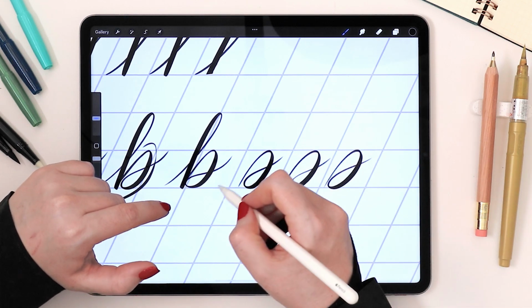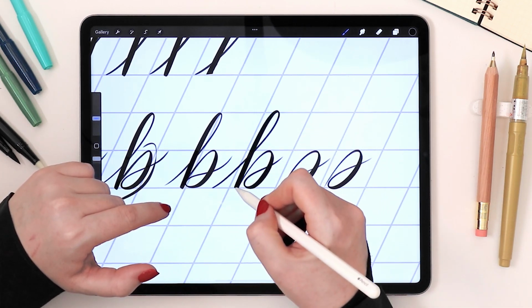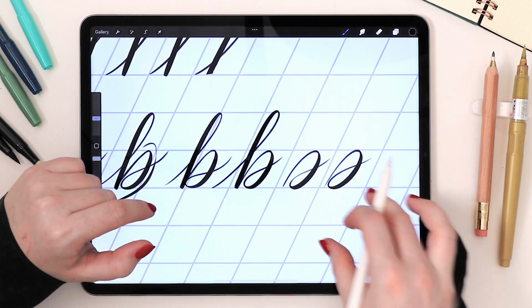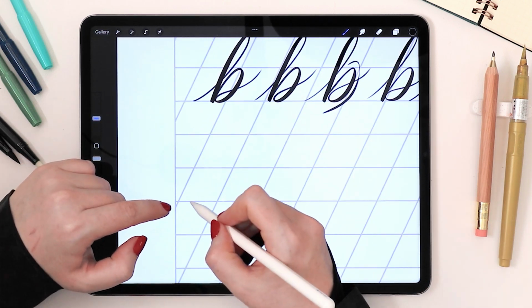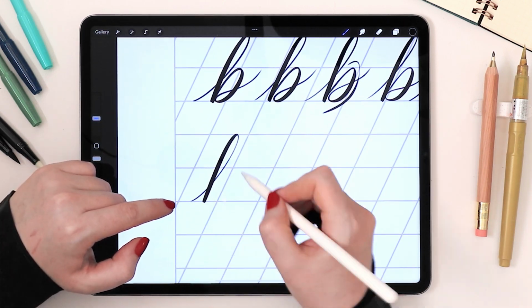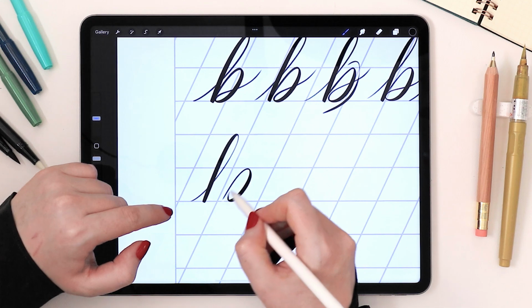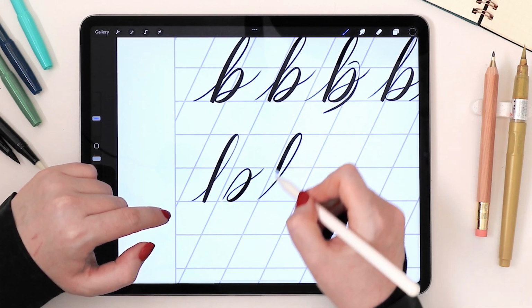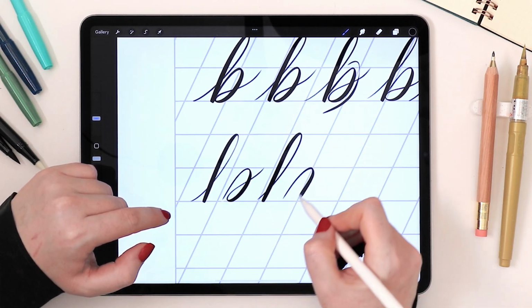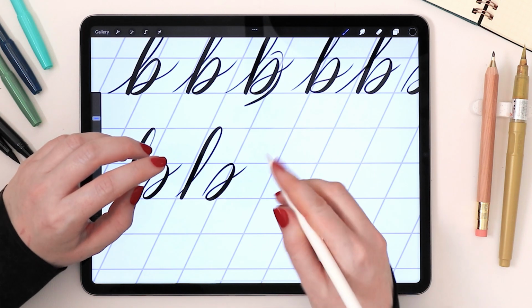Right? So when we add that downstroke, it becomes a B. So if you're struggling a little bit with this stroke combination, work on making them separately a few times and then combine them. When in doubt, break it down.